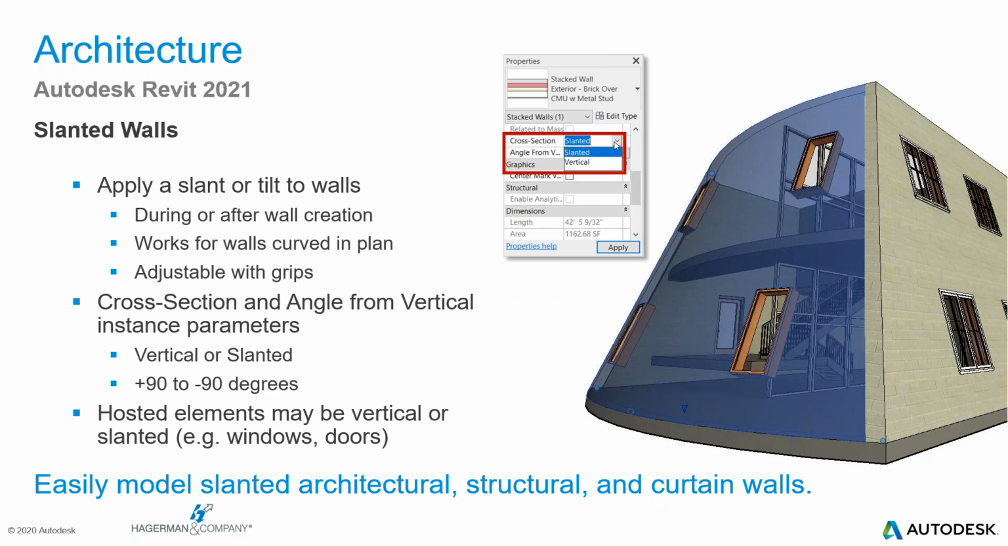And you may also create slanted walls from walls that are curved or elliptical in plan. And a little more editorial here, just because you can do this in Revit doesn't mean you should do this in reality, but it is nice to have this option. We are no longer constrained by the limits of the software. So this improvement helps users create complex architectural, structural, and even curtain walls in Revit 2021.